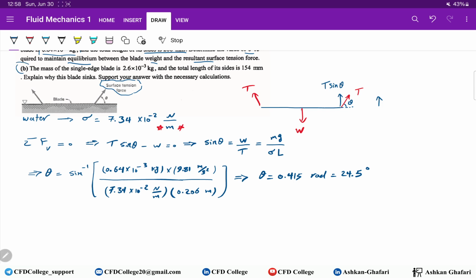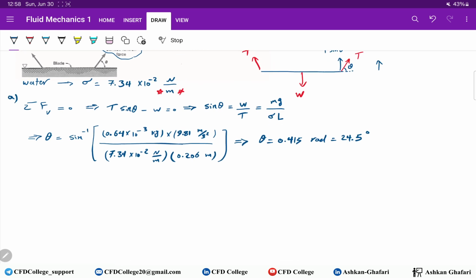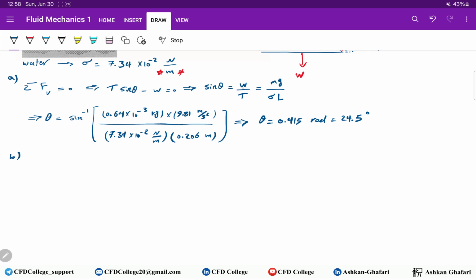Let's go to section B. The mass of the single edge blade is 2.6 10 to the minus 3 kilograms, and the total length of its sides, this means the circumference, as you know, is 154 millimeters. Explain why this blade sinks. Support your answer with necessary calculations. Okay, this is part A. Let's solve part B. Let's find these forces, W, weight, and surface tension.